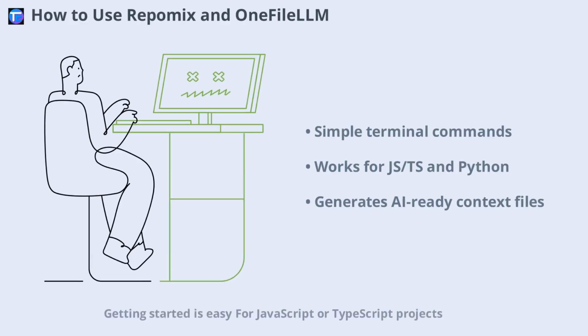Getting started is easy. For JavaScript or TypeScript projects, just run npx repomix in your terminal. For Python projects, clone the OneFileLLM repo, install the requirements, and run python OneFileLLM.py src. These commands generate a single file containing your entire codebase context, ready to be used with any AI assistant. No more manual copying or context loss, just seamless integration.